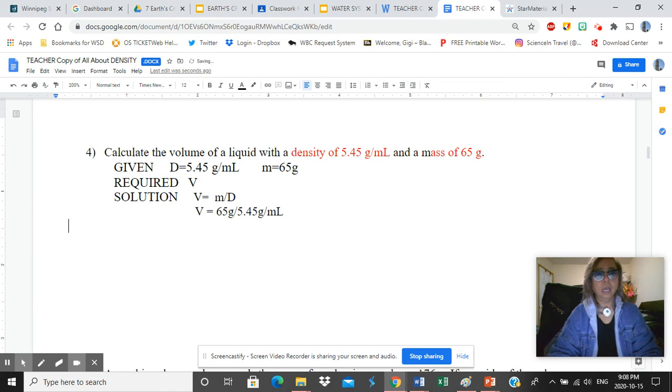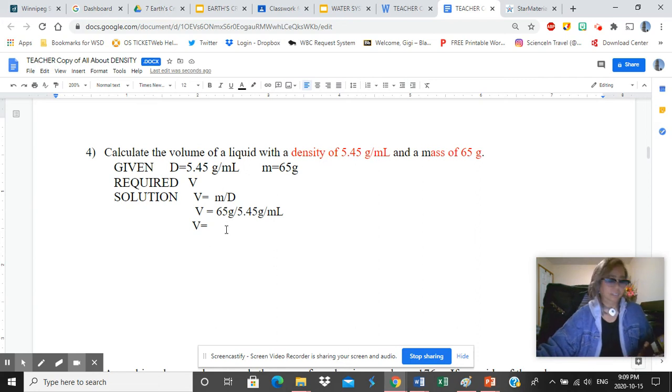So again, use the power of your calculators. Try and just do this quickly, right? V now becomes, so let me just get to my calculator here. Make sure you clear everything before you calculate or use your calculator here. So 65 divided by 5.45.